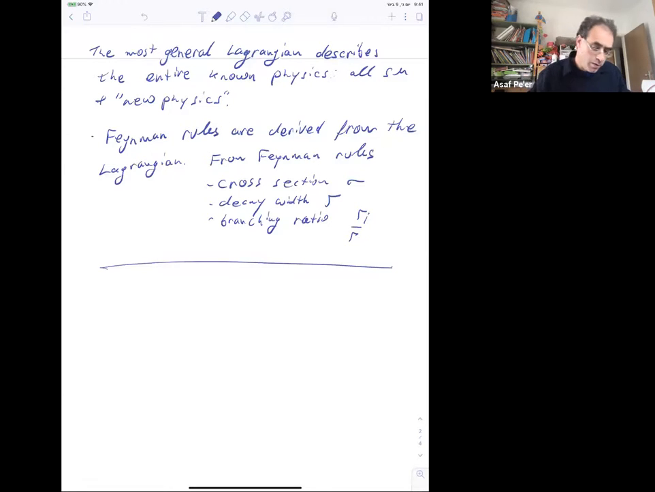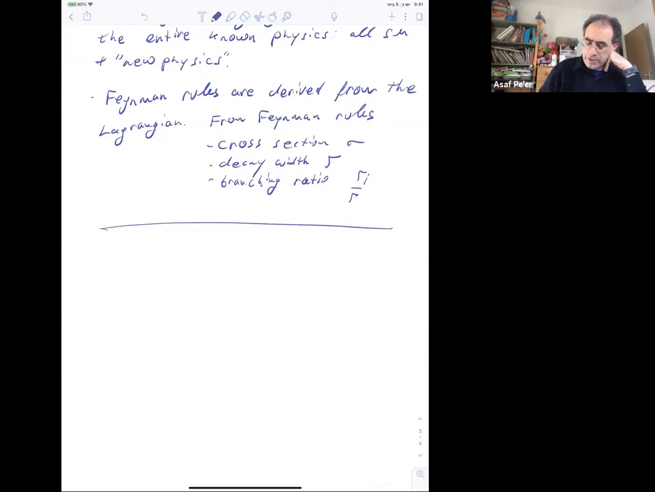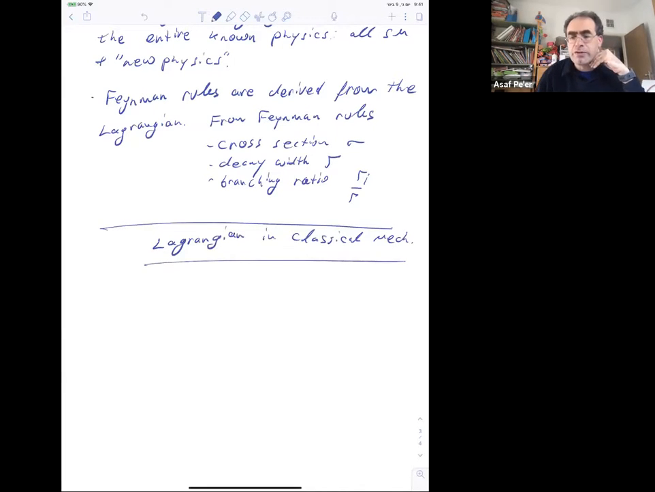No. Okay, so let's start with something which is simple. This is Lagrangians in classical mechanics. This is something which you've seen already, right? Is there anybody who did not see Lagrangians? No, right? You've all seen the Lagrangians. So just as a quick reminder, right?